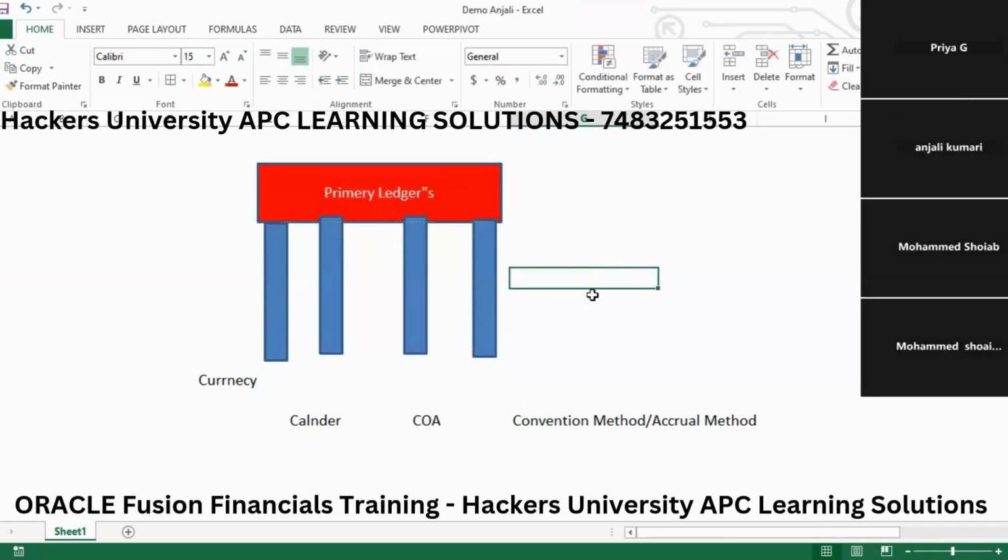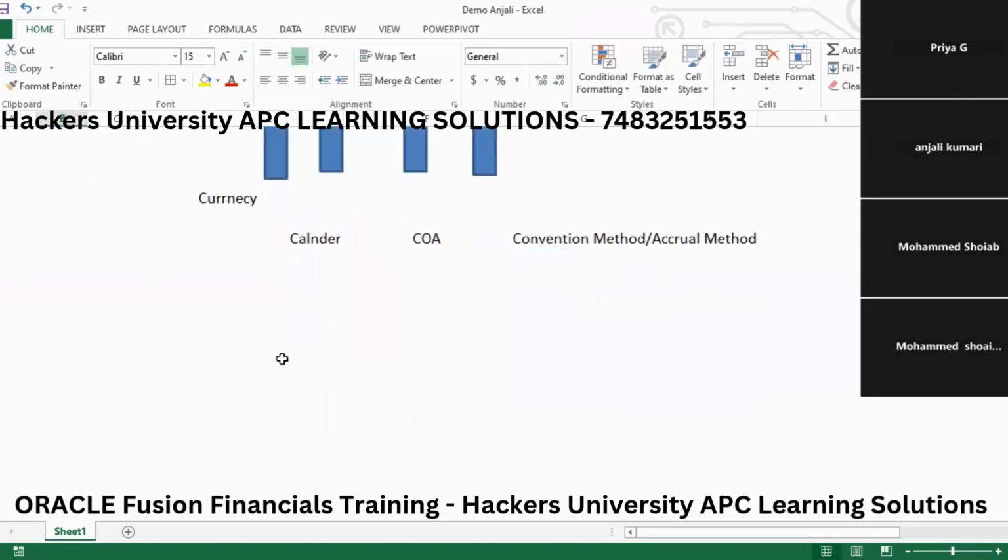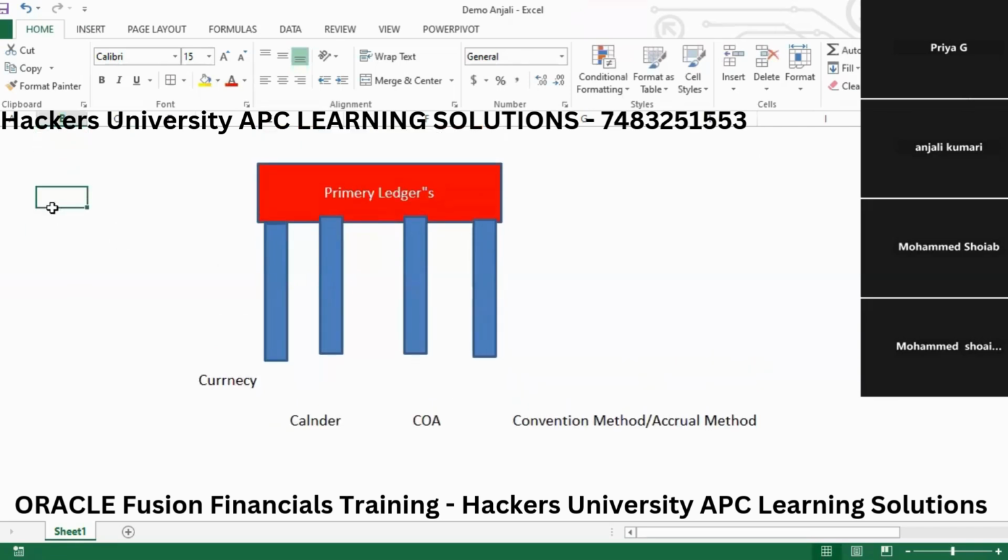So what is a primary ledger? It's nothing but a book where you keep records for your business. You can keep one book country-wise or line-of-business-wise. That is called a primary ledger book. Like bookkeeping, you have to follow the golden rules of accounting for recording in this book.